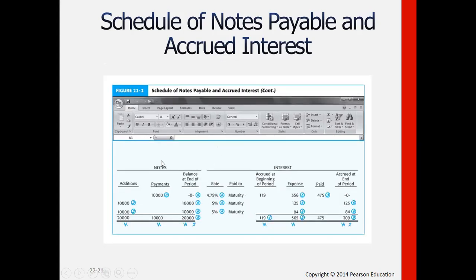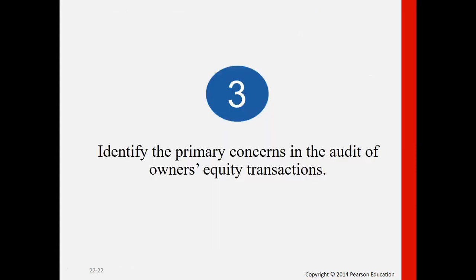Then as continued, we have also the notes, additions, meaning pluses, minuses for payments and the balances, then the rate and paid to maturity. Then for the interest, there would be accruals at the beginning and ending. Accruals will be increased by the expense and decreased by the payment. Okay, you know these things, guys, under accruals and the accounts.